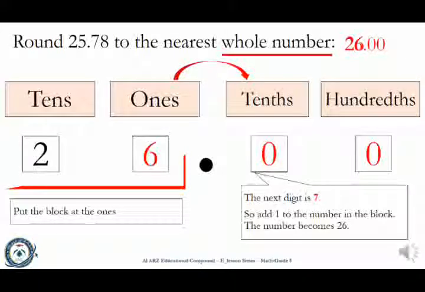Second step, you look at the next digit, the tenth digit. Here, 7 is big. So you add 1 to the number in the block and you get 26. For the remaining numbers, you put zeros. So the answer is 26.00. Or you can cross the zeros since they are useless, and the answer will be 26. Both answers are correct. You can say 26.00 or you can say 26.